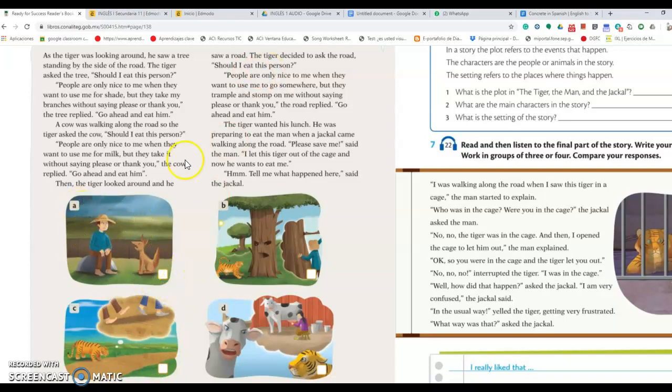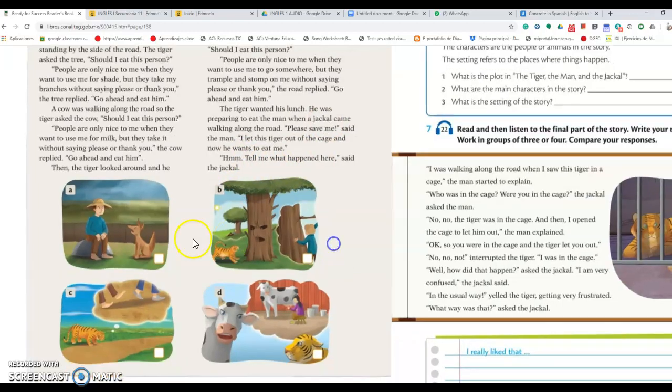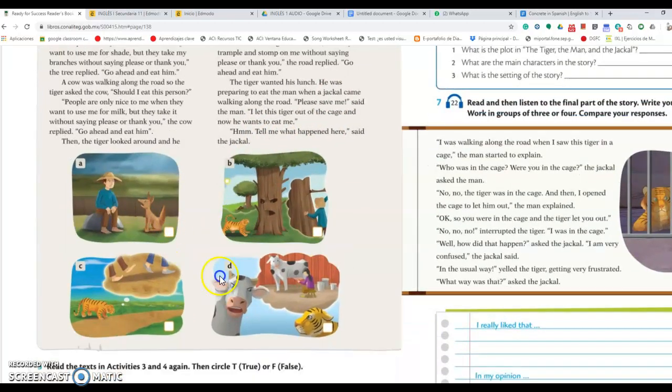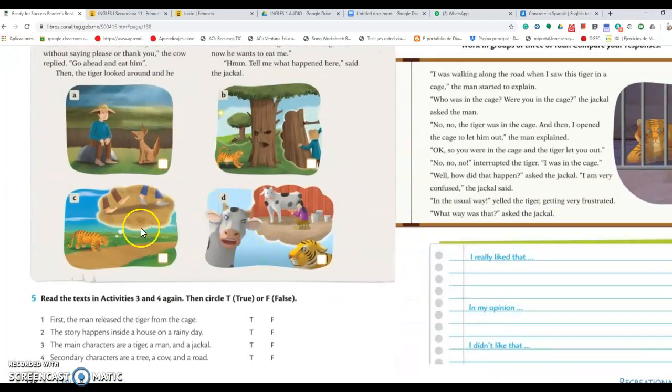This is picture A, where the tiger and the man see the jackal. And the jackal asks this person, what happened? So this is number 4. Very good. So according to the text, we're going to circle true or false.